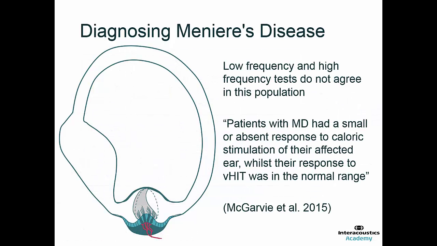There has been a group that's looked at this only this year, and they have found that the low frequency and high frequency tests don't necessarily always agree in patients with Meniere's disease, and that patients with Meniere's disease have a small or absent caloric response, but their video head impulse test remains normal. So this tells us that Meniere's disease can affect the low frequencies before it affects the high frequencies, and therefore we need to do a multi-frequency approach to help us identify this.